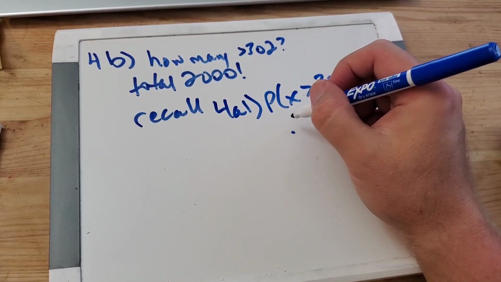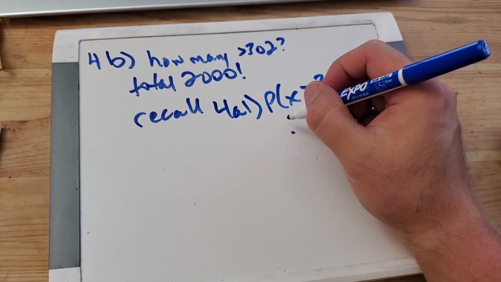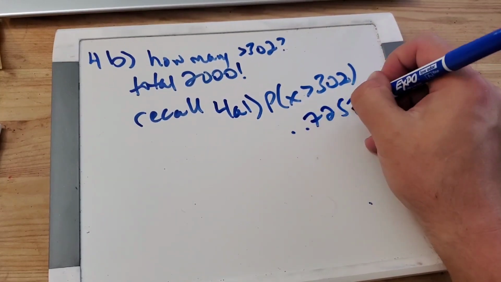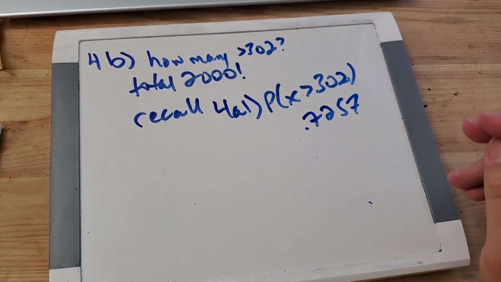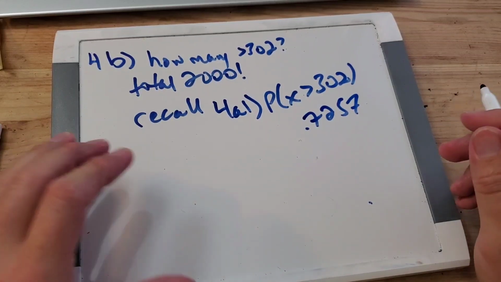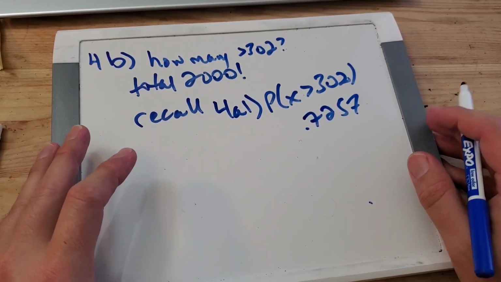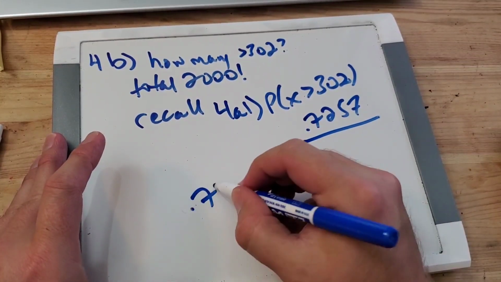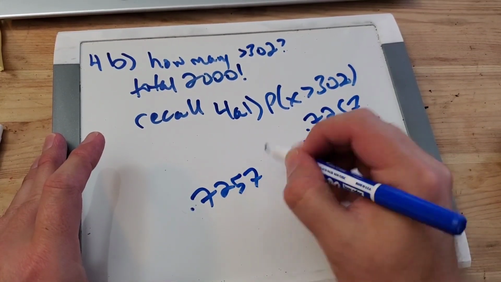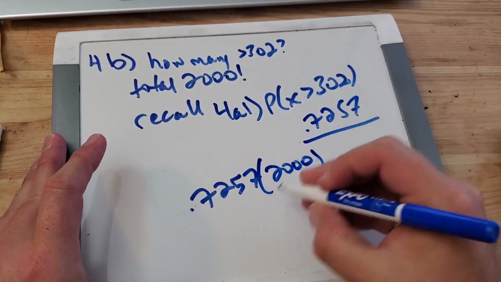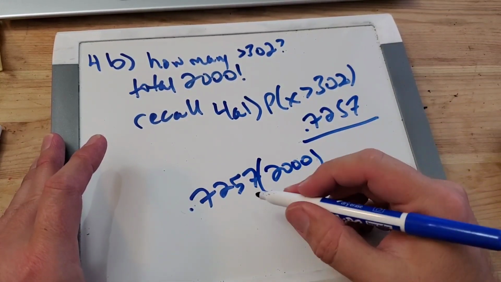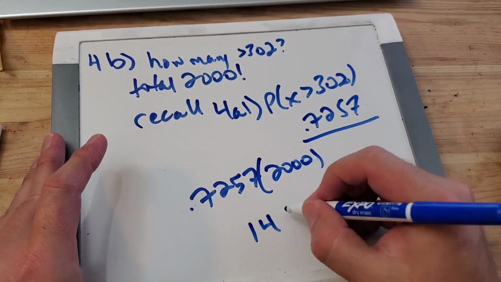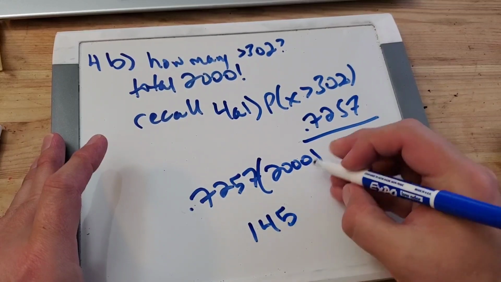And if I remember correctly, I think it was a z-score of 0.6, which is 0.7257. Why does that sound off? Well, hopefully that is what I got. So that's almost 73%. So if I do 72.57% of 2,000, I will get, what do you get, Jeff?